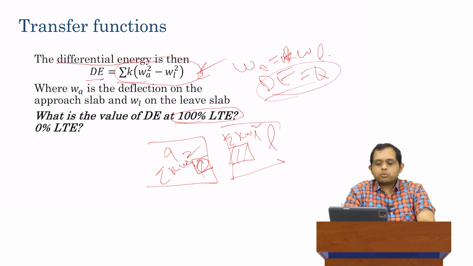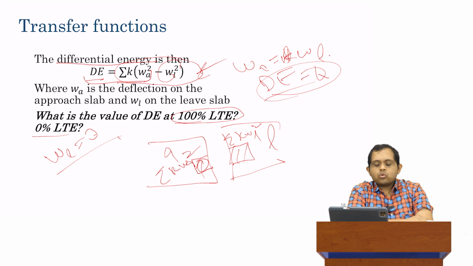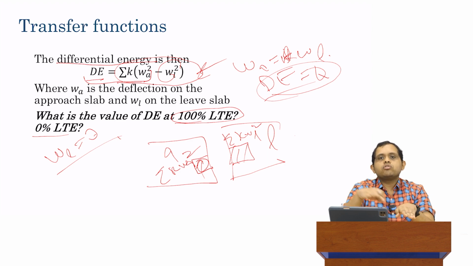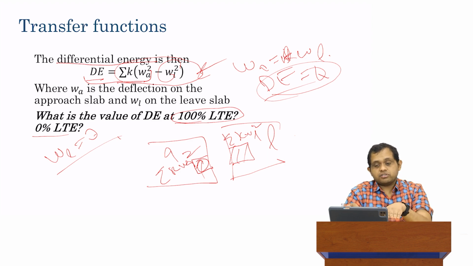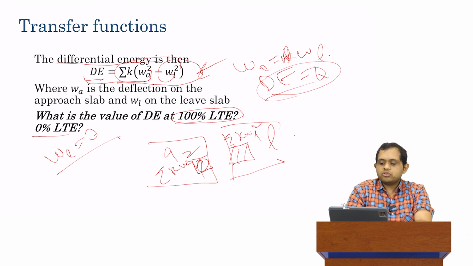On the other hand, suppose I have 0% load transfer, which is the worst possible condition. At 0% load transfer, WL is equal to 0. So if WL is equal to 0, that maximizes my differential energy. So what you see is differential energy is actually a measure of the amount of load transfer which is happening. Over time, if my differential energy is very large, then I start getting plastic deformations. And so the difference between the elevation of the approach slab and the leave slab starts becoming permanent. And that permanent deformation is what we call faulting.